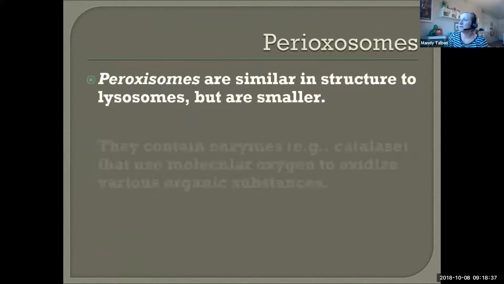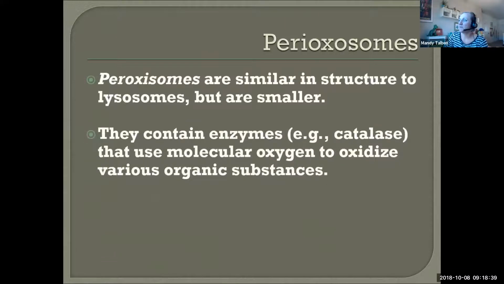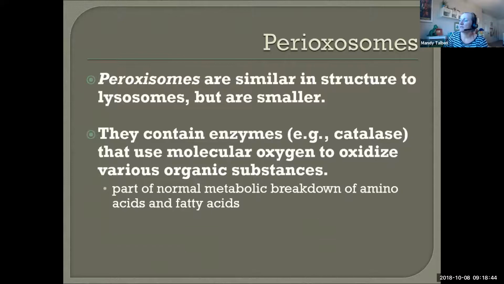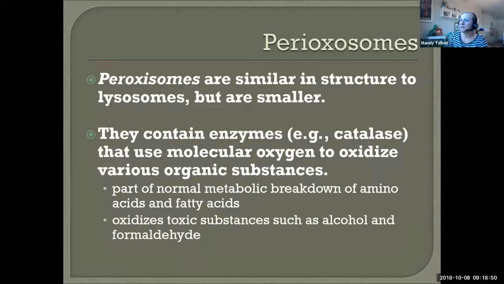Peroxisomes, similar to lysosomes but smaller, also contain enzymes. And you can see right here part of their normal metabolic breakdown of amino acids and fatty acids. The cells are really good at recycling and reusing. This is part of that. They also oxidize toxic substances such as alcohol and formaldehyde.